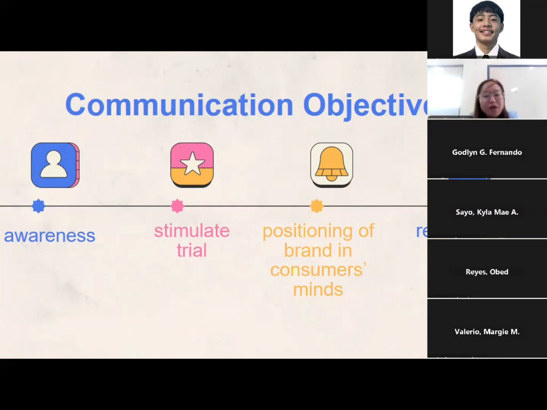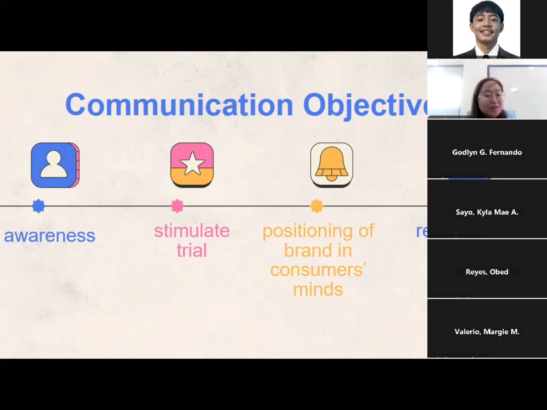In terms of awareness, one of the best examples is McDonald's. McDonald's uses large-scale advertising campaigns to ensure people are aware of their new menu items or promotions, like the I'm Loving It campaign.